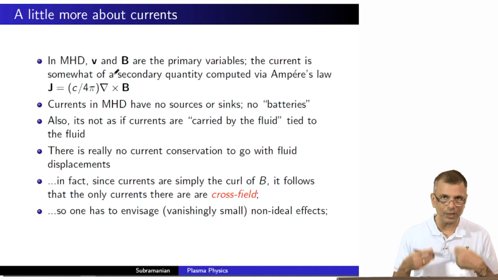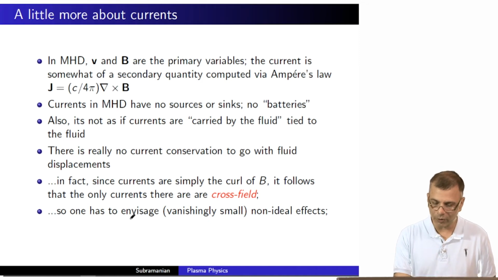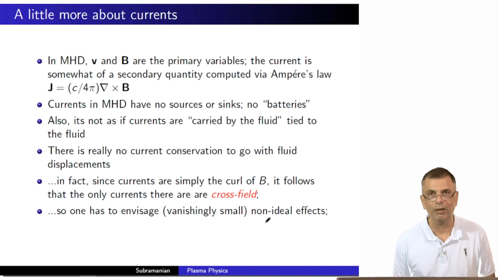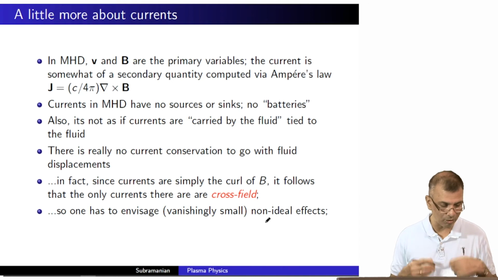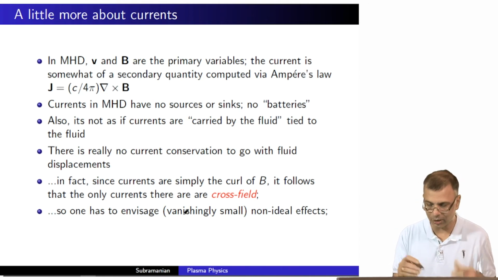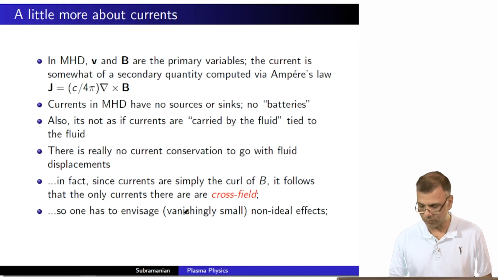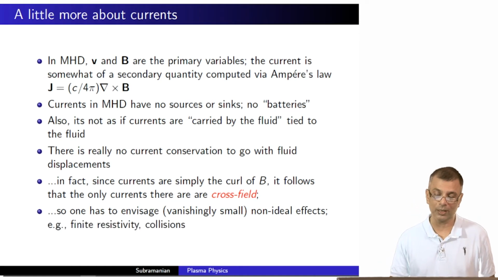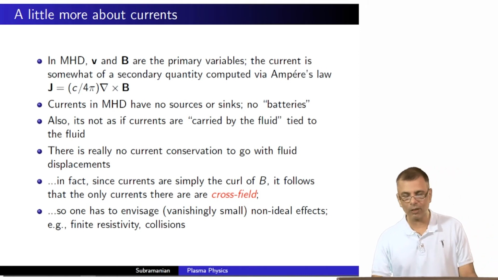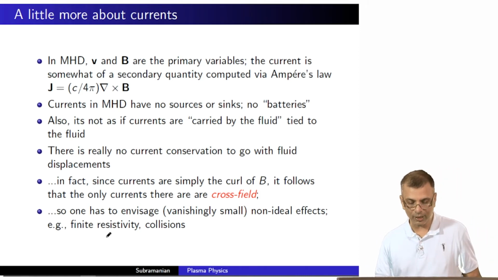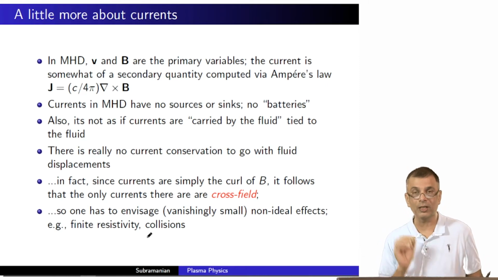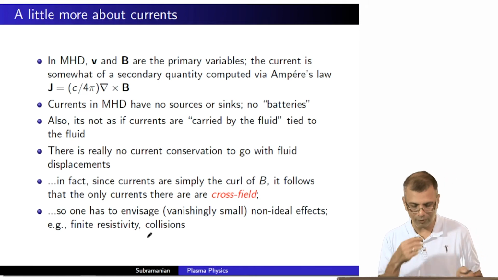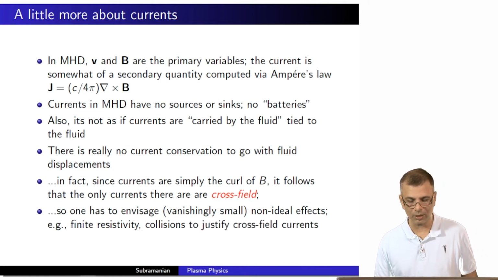But if you insist on a physical picture for the origin of current, you have to envisage vanishingly small non-ideal effects. We are talking about ideal MHD, but still, if you insist on a physical picture, then you have to envisage non-ideal effects, which are of course vanishingly small, because we are talking about ideal MHD. For instance, what are the non-ideal effects we are talking about? Finite resistivity or collisions. Remember, in MHD the resistivity is technically 0. So we have to envisage finite resistivity or collisions in order to justify these kinds of cross field currents.